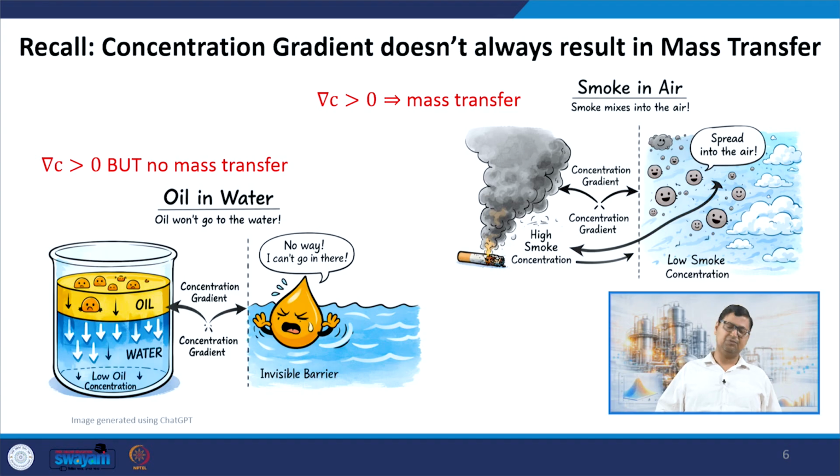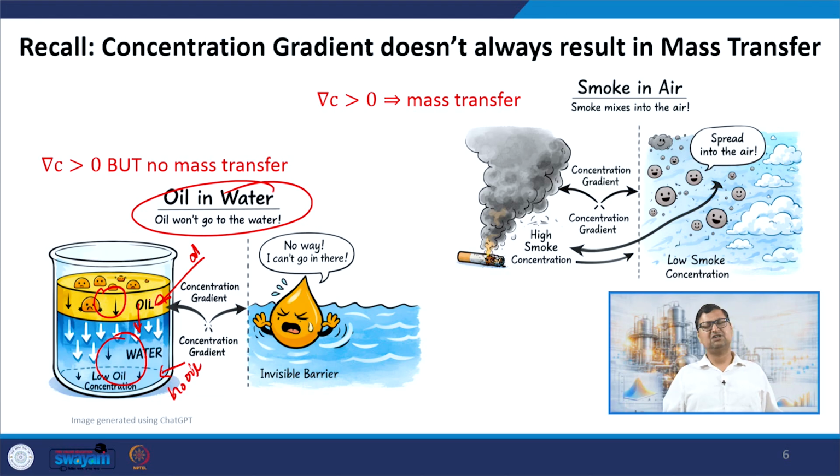And the celebrated example is of oil and water. So if oil and water are together, there is a concentration difference of oil between the oil and water phase. This oil phase is plenty in oil, water phase has pretty much no oil. So there is a huge concentration driving force for the mass transfer of oil from oil to water phase, but it is not happening because oil and water are immiscible, right? So the concentration difference is not explaining the mass transfer here, which is not taking place, right?